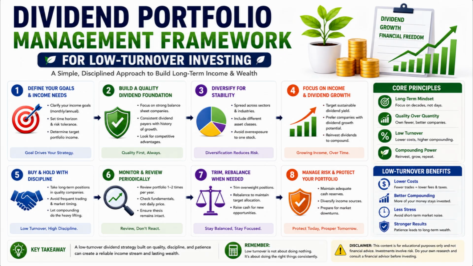First, start by defining your goals and income needs. You should clarify how much dividend income you want, whether monthly or annually. Then, set your time horizon and risk tolerance. This helps you understand what type of portfolio may fit your financial situation. In simple terms, your goal drives your strategy.